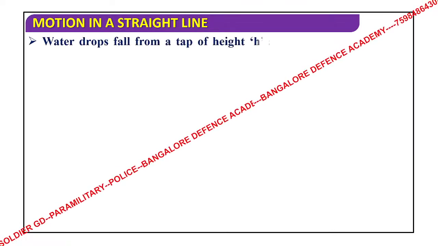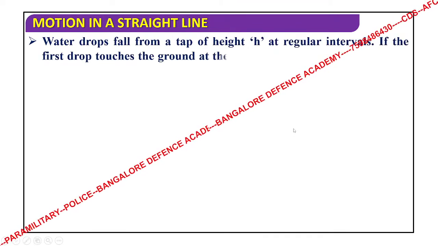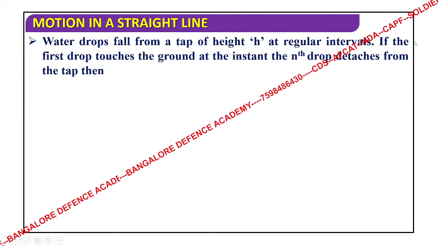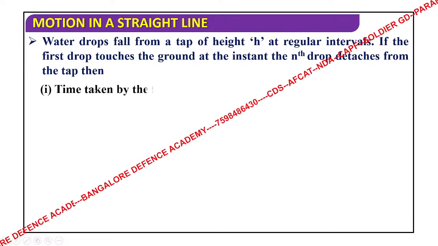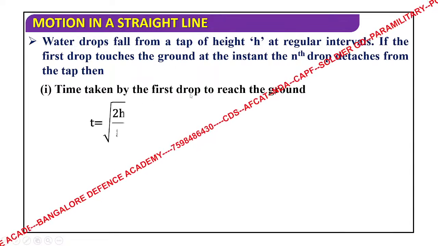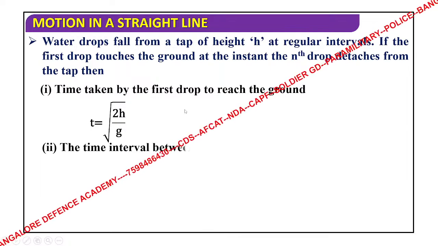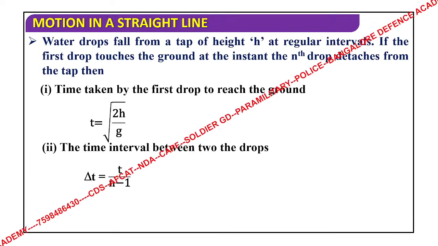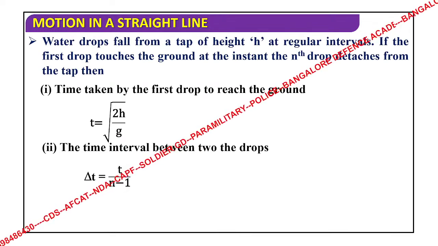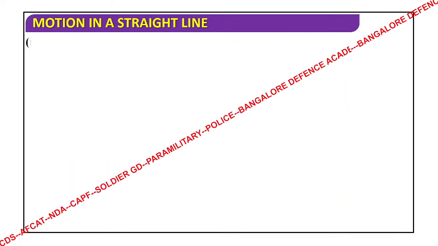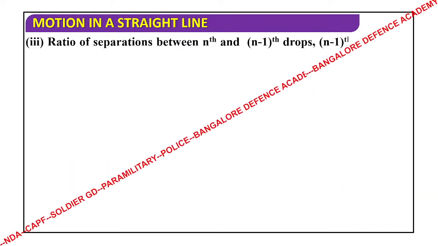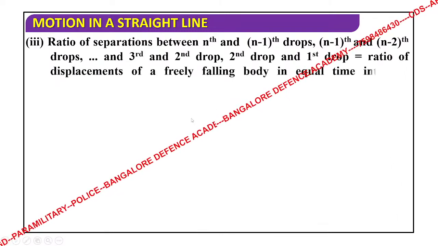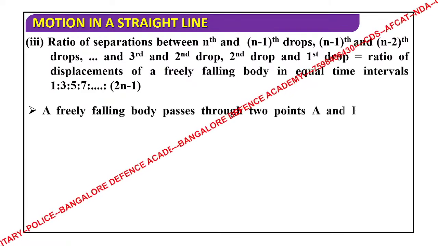Next, water drops fall from a tap of height h at regular intervals. If the first drop touches the ground at the instant the nth drop detaches from the tap, then questions on water drops like this can be solved by these formulas. The time taken is root of 2h by g, and the time interval between two drops is t by n minus 1. Here n is the number of drops, so the nth drop means the 50th drop or the 100th drop. Now the ratio of separation between the nth and n minus 1th drop is constant.